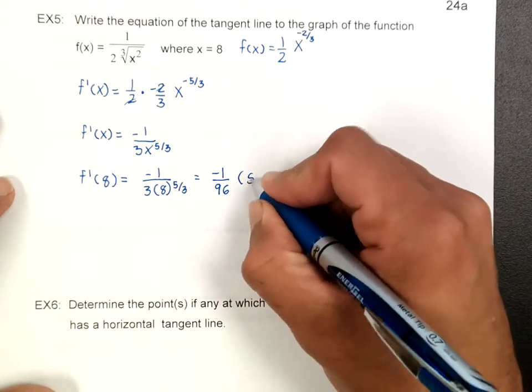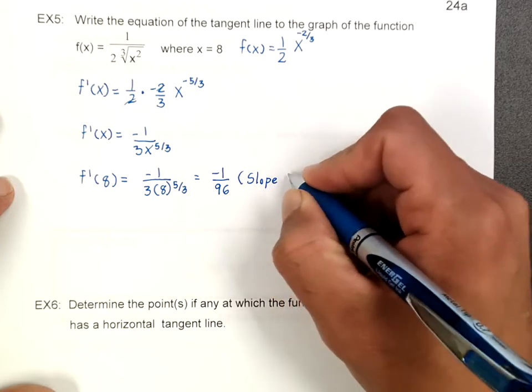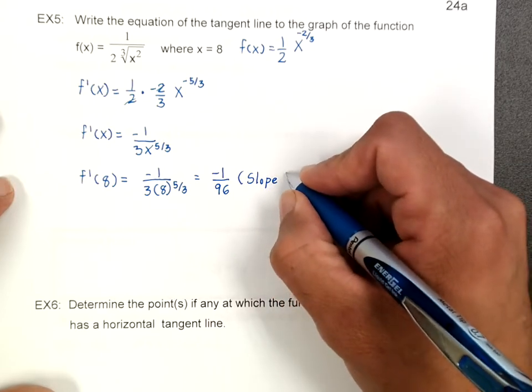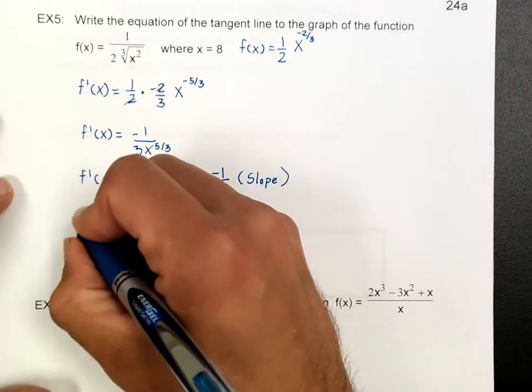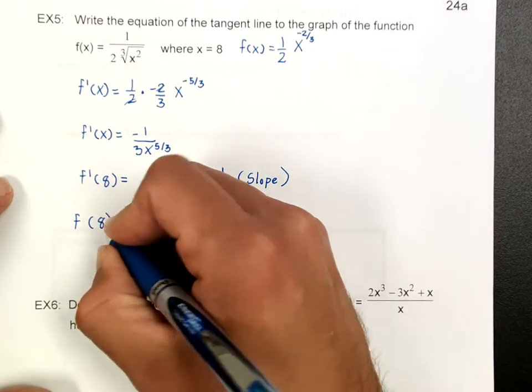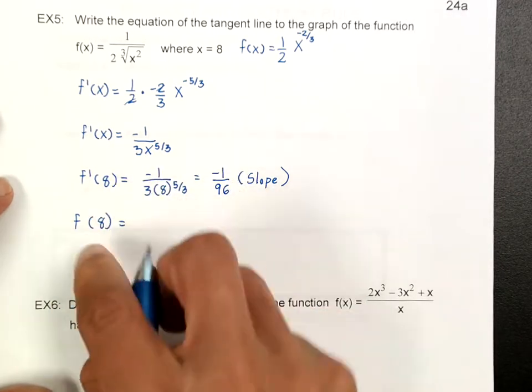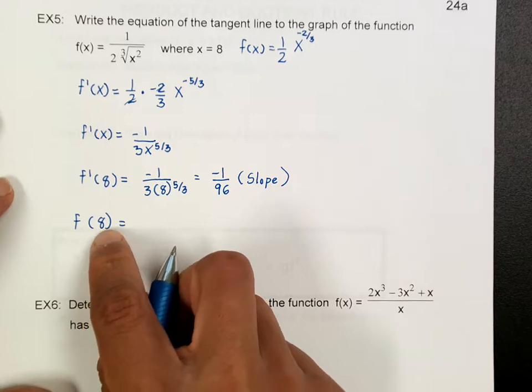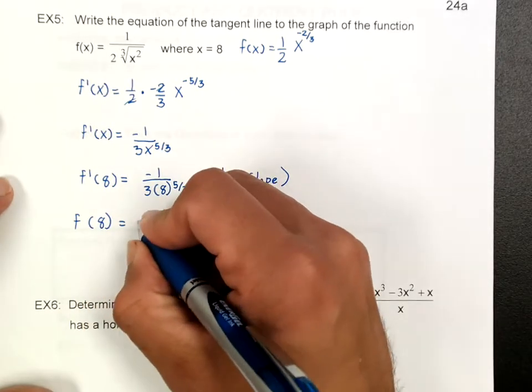So don't forget, this is the slope of the tangent line of f of x at x equal to 8. Now we need to figure out our y coordinate. So one more time, we're going to plug 8 back into the original function to figure out the y coordinate.